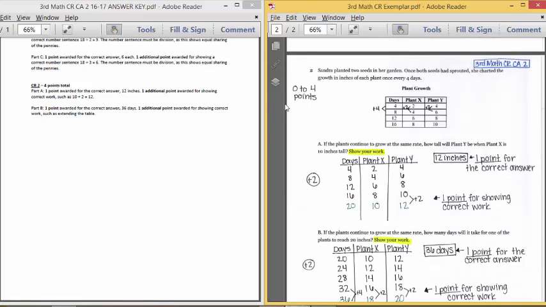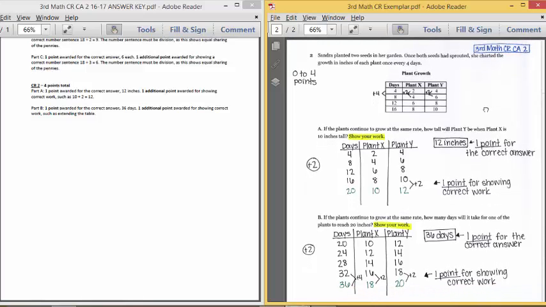And we move on to number 2. The rubric shows that this question is worth up to 4 points. In this question, a girl, Sandra, is planting seeds in her garden. Once both of the seeds sprouted, she started tracking on this chart how they grew. Again, this is showing the example of what a best example might look like.